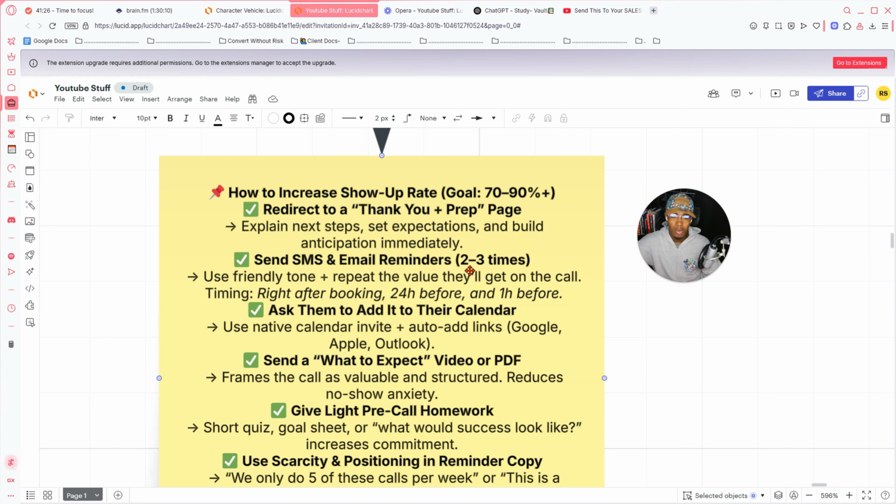Then you also want to have a reminder sequence. I like to have a decent amount of reminders, meaning 24 hours, 10 hours, 5 hours, 1 hour, 5 minutes. SMS and email is kind of a mix, more SMS towards the end. And I like to do confirmation, but we'll go through that. So ask them to add it to their calendar, use native calendar invite and auto add links, Google, Apple, Outlook.